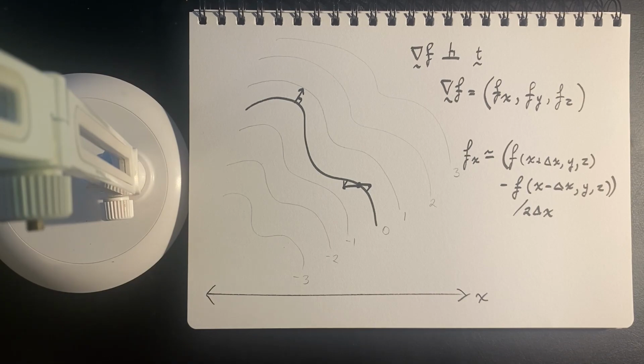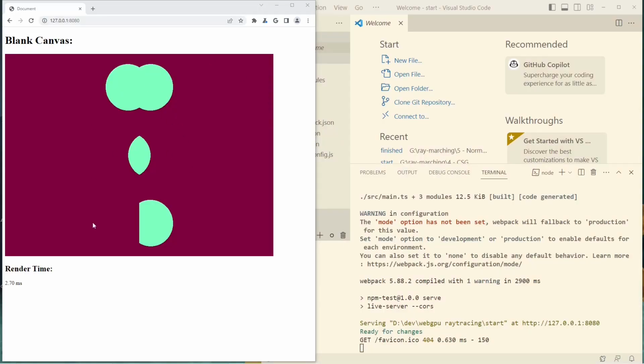We'll jump into the code. Okay, so here we are. We've got our shapes from before.